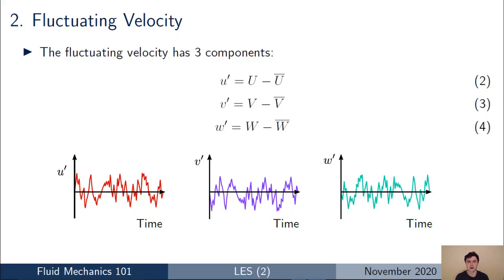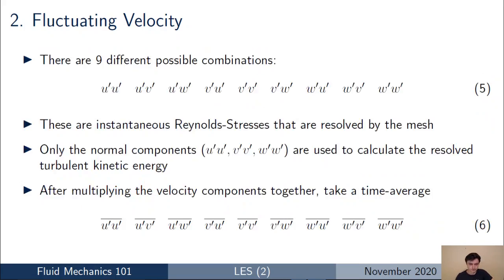Now, if we think of the fluctuating velocity, of course the fluctuating velocity has three different components, because we have a velocity field in three directions, x, y, and z, and there's going to be a different mean in each of those directions. The mean could be 0, but there will still be a velocity component in each direction. And what that means is that if we subtract the mean in each direction from the instantaneous velocity in that direction, we have three different components of the fluctuating velocity.